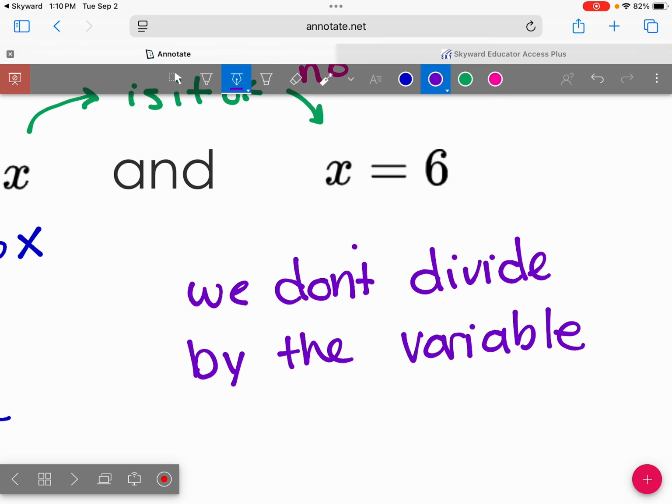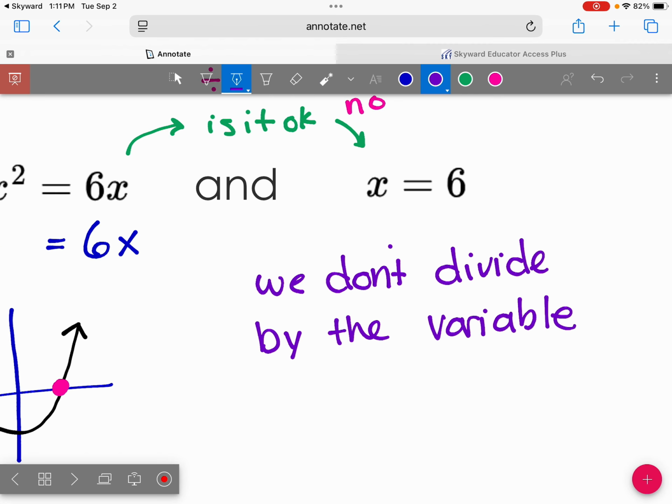It causes one of your valid solutions to disappear. And only if you're really lucky is the answer that you get still going to be an actual answer. So we can't divide by a variable, or at least it's really strongly not recommended. I'm going to say there's times when it can, but it's really, really not recommended.